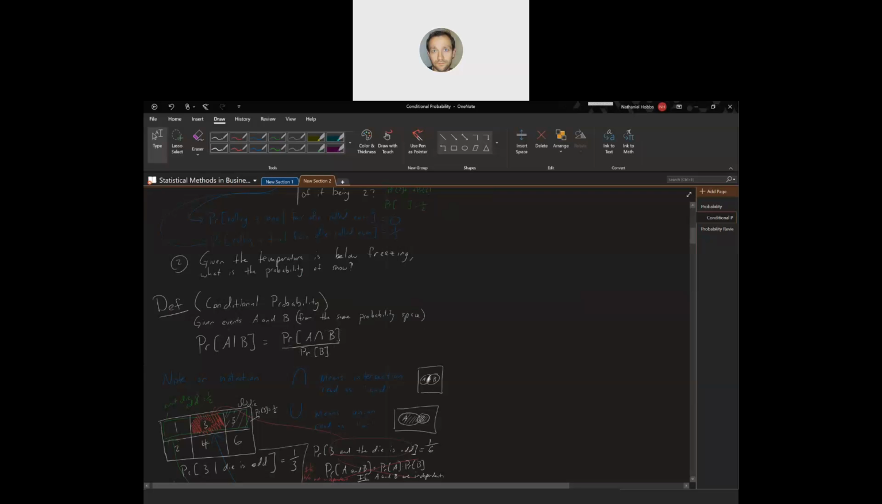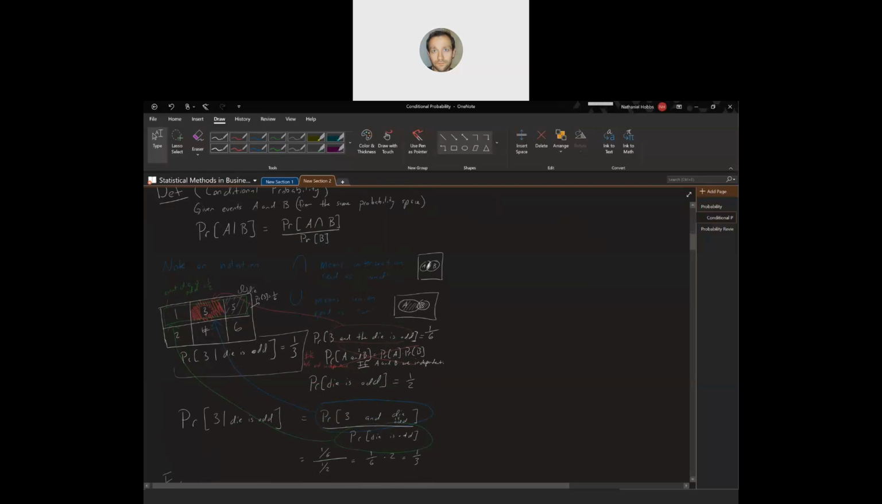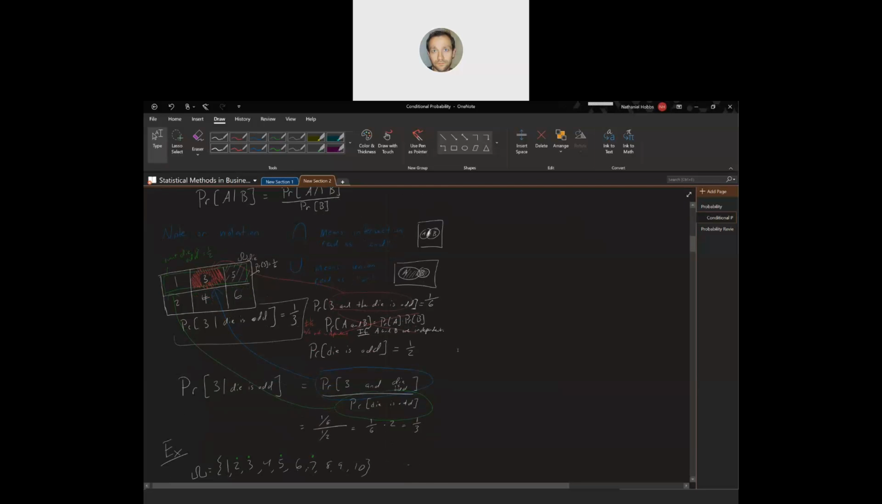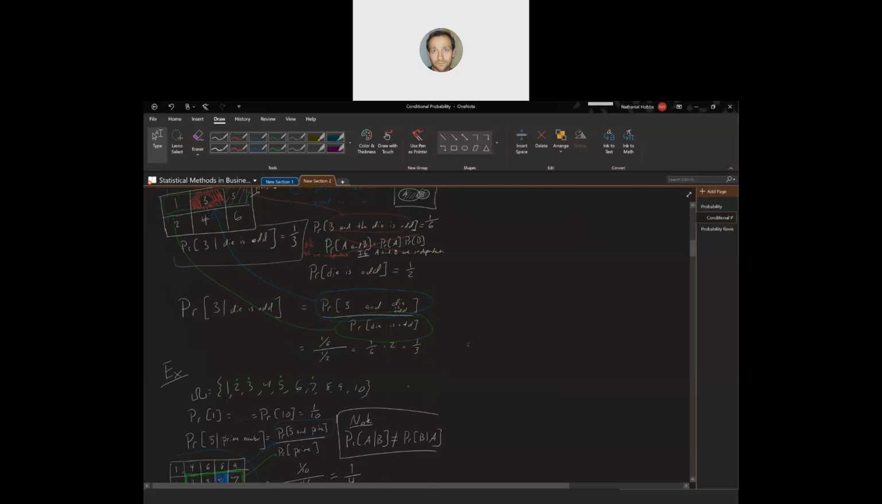And then the probability of A and B is figuring out the amount of area that A takes up inside of B. It won't always be the case that these are the same things. Here, the probability of 3 and the probability of 3 and the die is odd happens to be 1/6. That doesn't have to be that way, though.